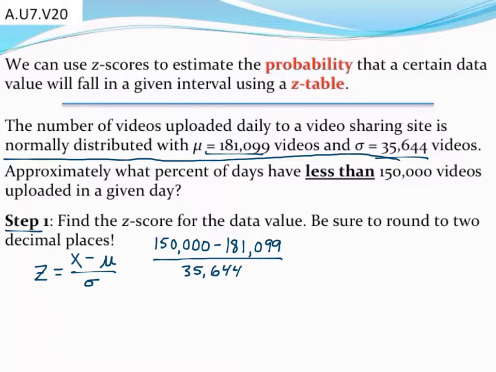Once you do this, you end up with a z-score of approximately negative, because we're below the mean this time, 150,000, negative 0.87. Always round these to two decimal places, because what we're going to do next requires those two decimal places. So that was step one, calculate the z-score. Let's take a look at how step two is going to work.